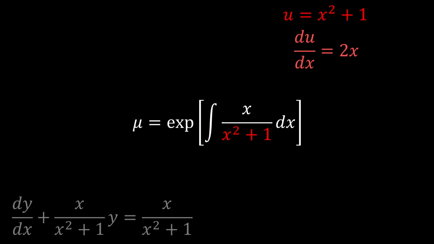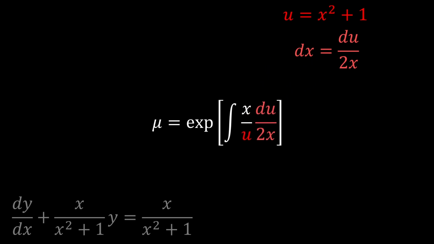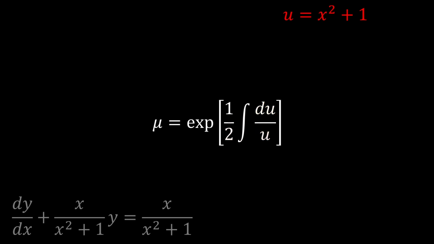Now we have u, and we have du/dx. We could do a little bit of algebra to manipulate the du/dx definition and have dx in terms of du. Great. Now we have u and we have dx. The next thing we're going to do is simply substitute in our definition of u and definition of dx as such. Great. Now we can divide out the x's as such, and we can pull out the 1/2 like this. Excellent.